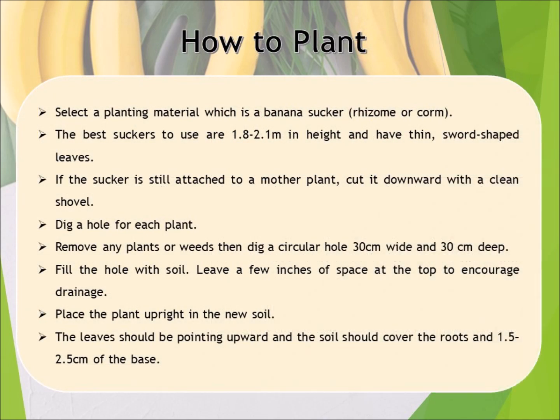Okay, next I will explain how to plant bananas. First, select a planting material, which is a banana sucker such as a rhizome or corm. The best suckers to use are 1.8 to 2.1 meters in height and have thin, sword-shaped leaves. If the sucker is still attached to a mother plant, cut it downward with a clean shovel.